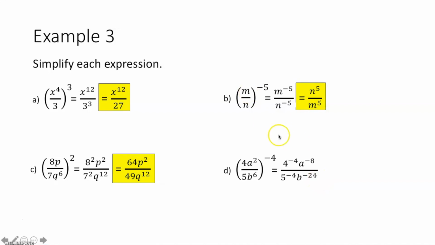In order to simplify this, we can't have a negative exponent, so anything with a negative exponent has to move to the opposite side of the fraction bar in order to make the exponent positive. So the 4 to the negative fourth moves to the denominator, the 5 to the negative fourth moves to the numerator, the a to the negative eighth moves to the denominator, the b to the negative 24th moves to the numerator. Now we can simplify this a little bit further with our numbers here. 5 to the fourth ends up giving you 625, and 4 to the fourth gives you 256, and you're done.